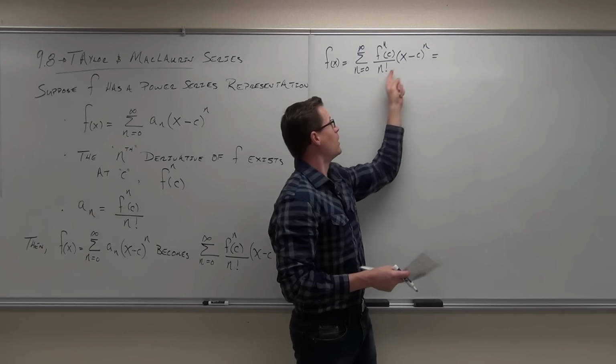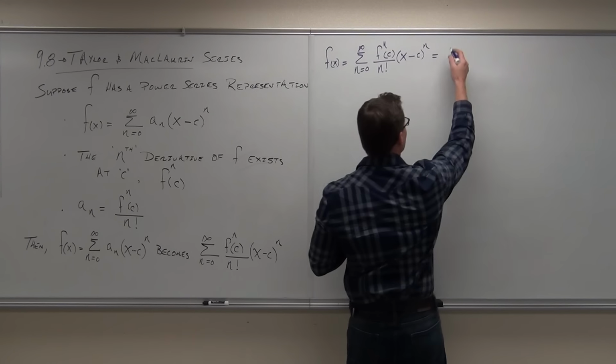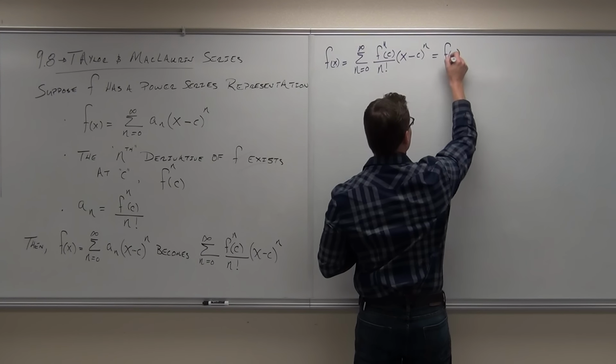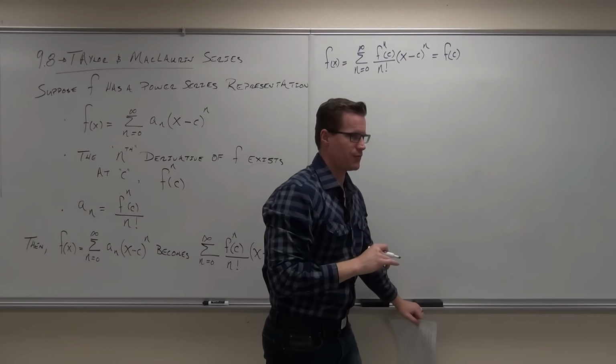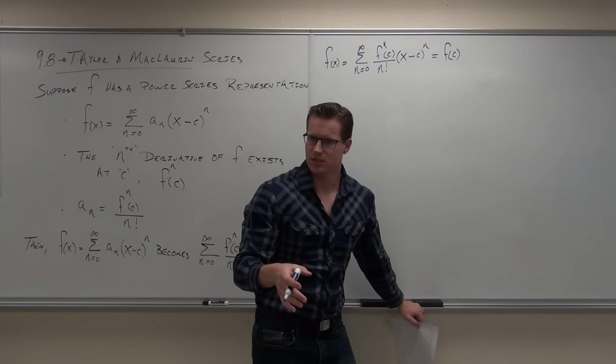X minus c to the, what would that become? 0. That would be 1, all over 0 factorial. 0 factorial, if you don't remember, is defined as 1. So this would simply be f of c. You don't take the derivative of f, you plug in c. That's the very first term here. Does that make sense to you?